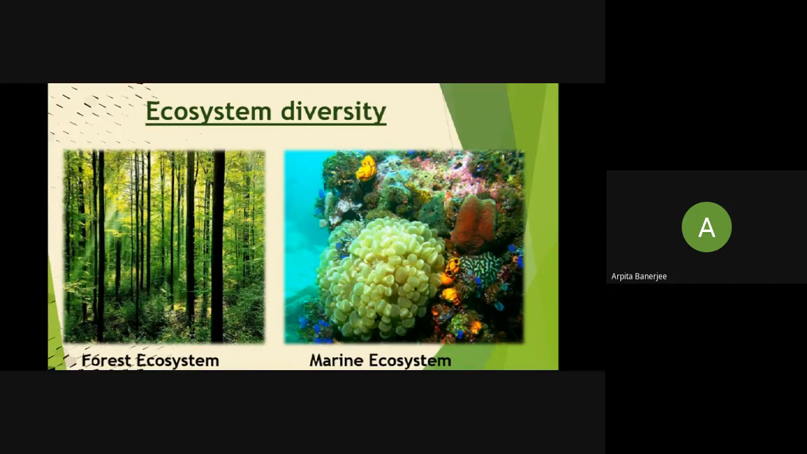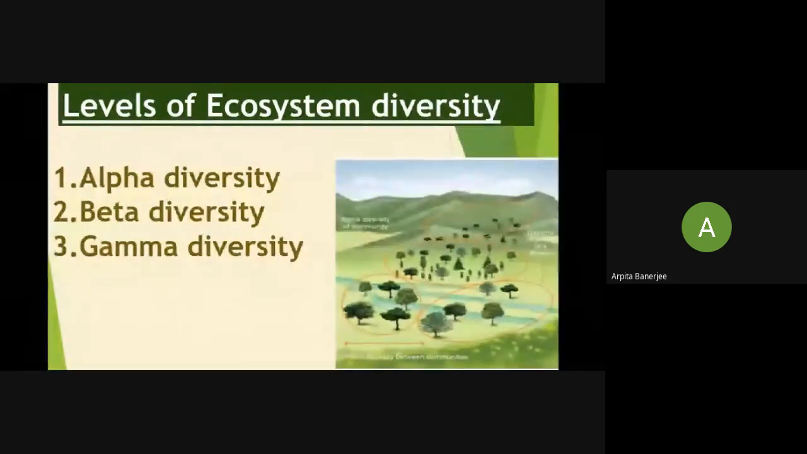Let's move on to the next slide. Levels of ecosystem diversity, like biodiversity, has the same part of ecosystem diversity, and it is divided into three types. One is alpha diversity, second is beta diversity, third is gamma diversity. Now we will discuss alpha diversity, beta diversity, and gamma diversity shortly.